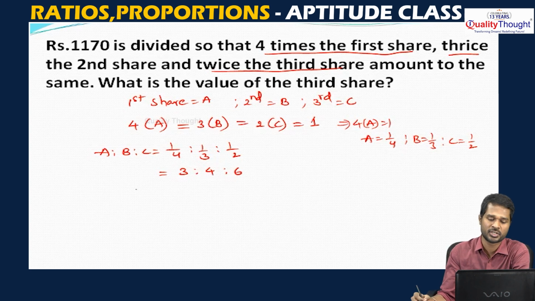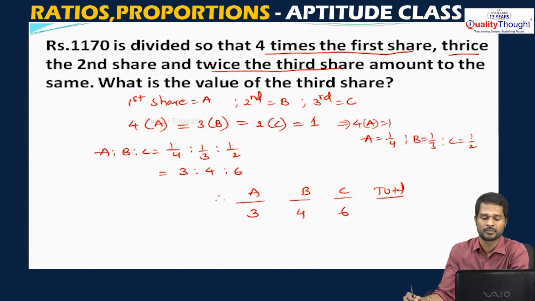Now, what is the value of the third share he is asking? So, we need to find the third share. Let us write the individual parts of A, B, C. A parts are 3, B will get a part of 4 and C will get a part of 6. Total 4 plus 6 is 10 plus 3, that is 13. This 13 has become 1170. So, 13 is being multiplied with 90 to get 1170. 13 9s are 117, so 13 90s are 1170.